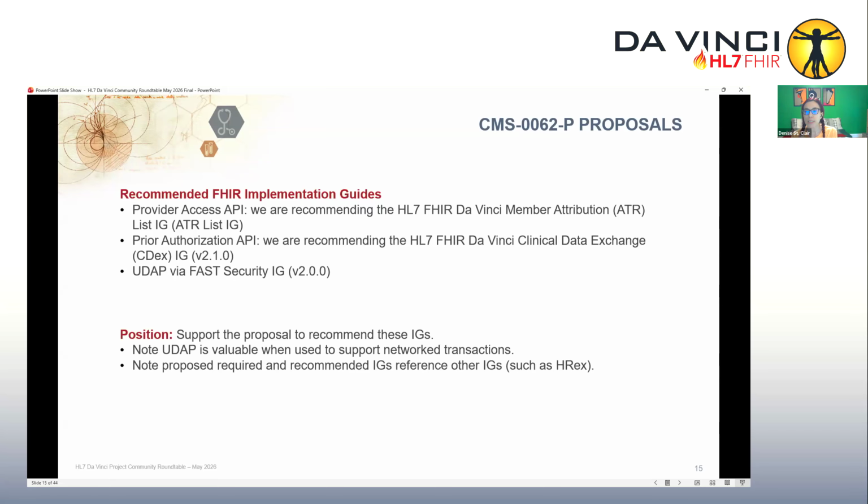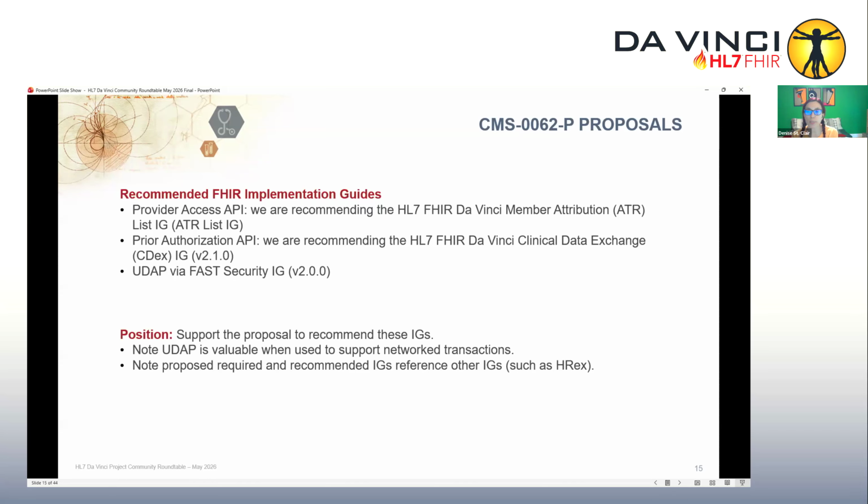The prior authorization, and that's specifically called out for the Provider Access API in particular. For the prior authorization API, they are recommending CDEX specifically for attachments, and UDAP via the Fast Security IG. So the Da Vinci community does support the proposal to recommend these IGs, and you'll hear more about use cases where ATR is in use.